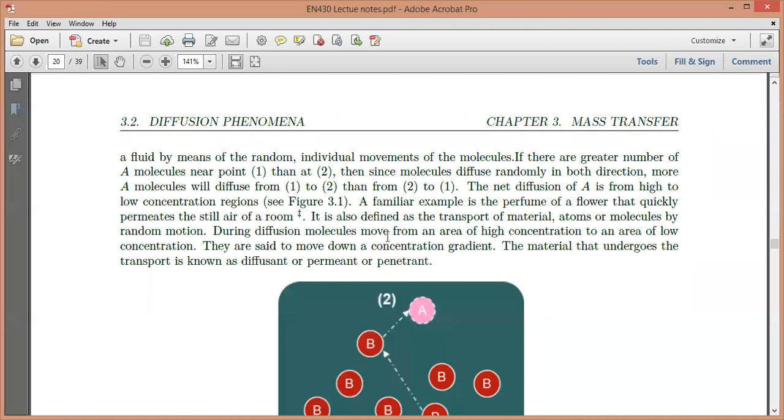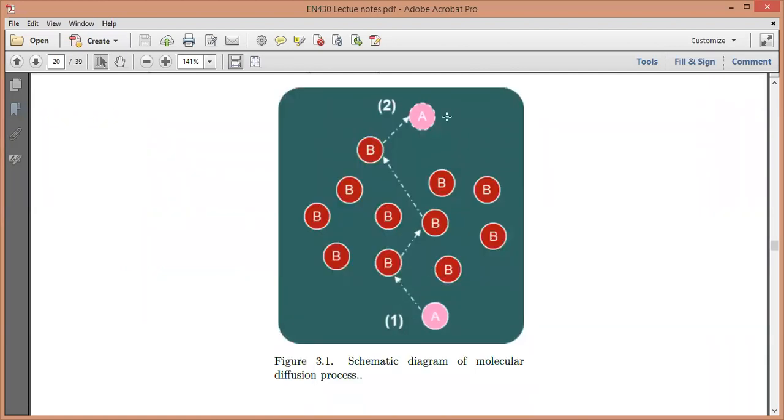So the material that undergoes the transport is known as a diffusant or permeant or penetrant. So in this case, you have that movement of the molecular diffusion process.